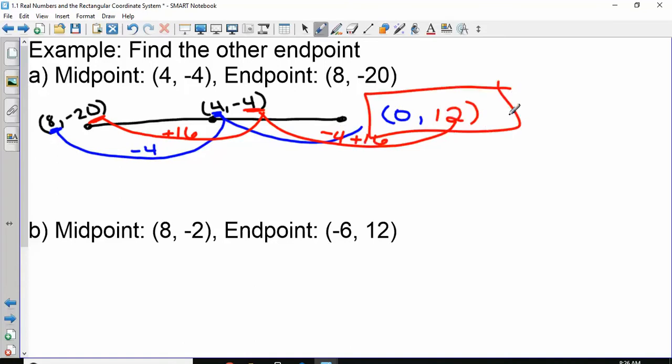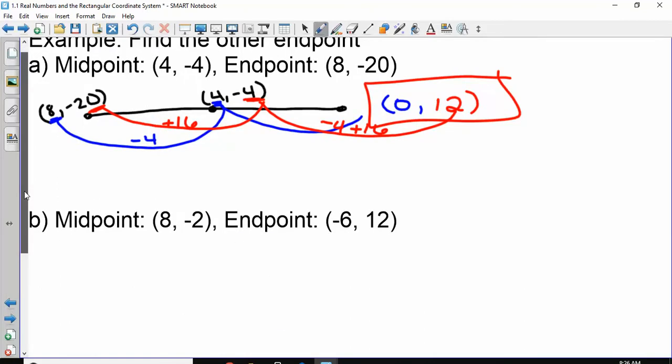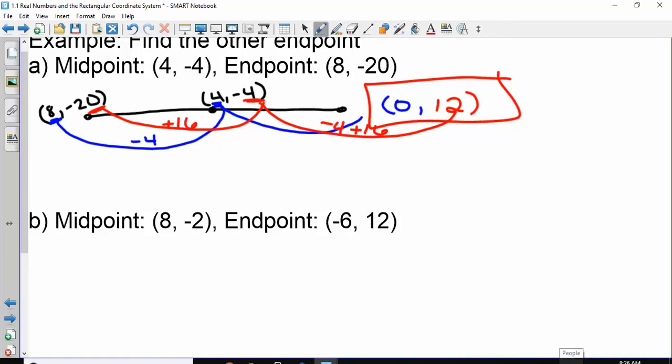Is that the same answer we found from the formula? Yeah. So it's really just how you prefer to think about it. How many of you like the first way with formulas? Okay. What about the second way? Okay. So we're always split. Some people prefer the algebra, some people like to reason through it. Why don't you guys try B? Whichever way you prefer. Go ahead and find that second endpoint.